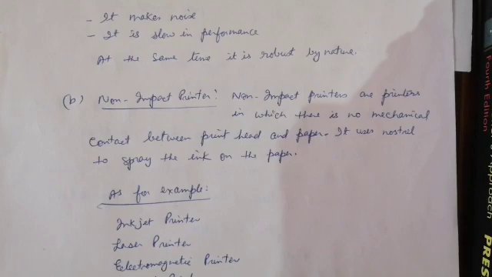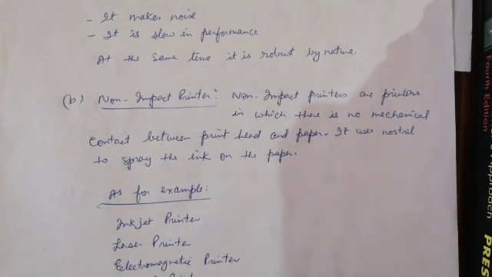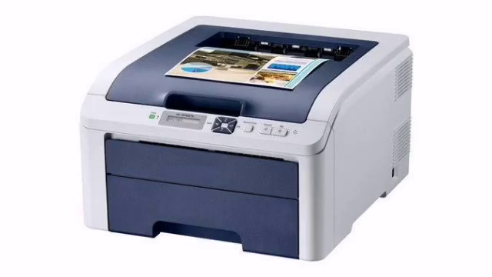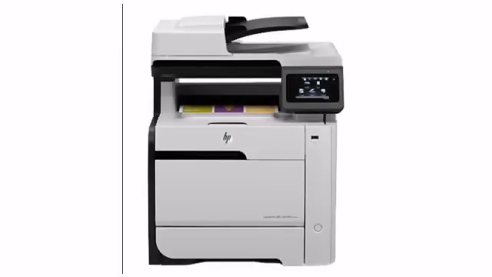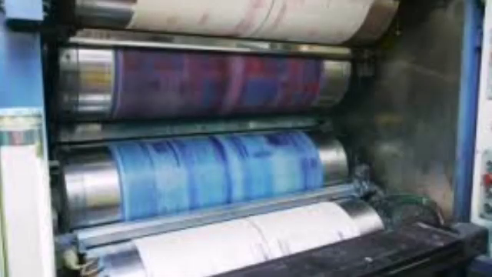Non-impact printer's advantage is that it is very fast and accurate, and gives high quality printing, but is a little bit expensive. Nowadays it is very common in use. The examples of non-impact printers are inkjet printer, laser printer, electromagnetic printer, thermal printer, and electrostatic printer. All these are examples of non-impact printer.